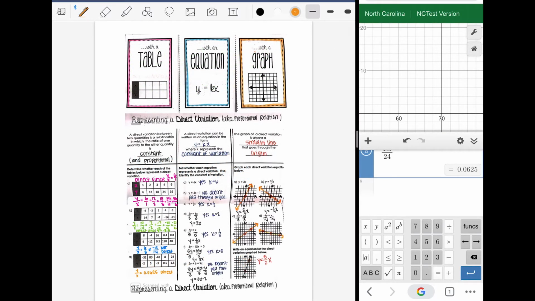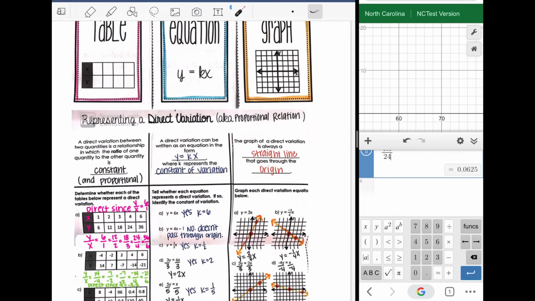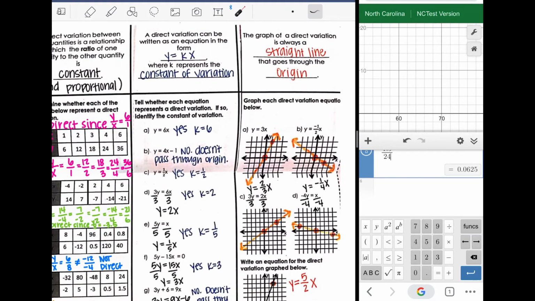Direct variation as an equation simply looks like y equals a number times x, so y equals kx. That number that's in front of x, we call that the constant of variation, so that k value here is called the constant of variation. And sometimes your equation might not look like y equals kx at first, but it can be rearranged so that it does look like y equals kx.